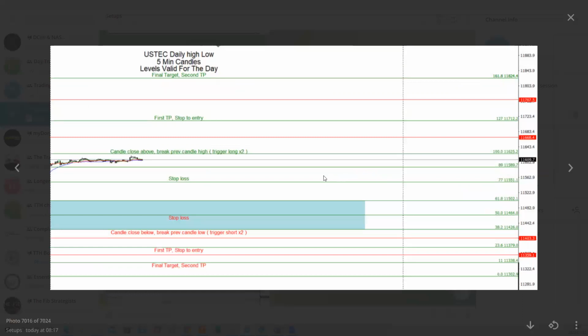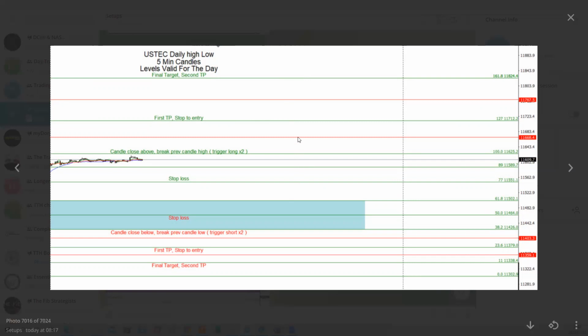On the US Tech daily high-low, currently between levels of 89 and 100. If you look at moving averages, looks to be 8 is slightly above 21 above 50. That's indicating trend is up. So with a trend being up, a candle close above the 100 level, break previous candle high is completely valid to aim for the 127 first TP, 161.8 second TP, and stop loss being at the 77.